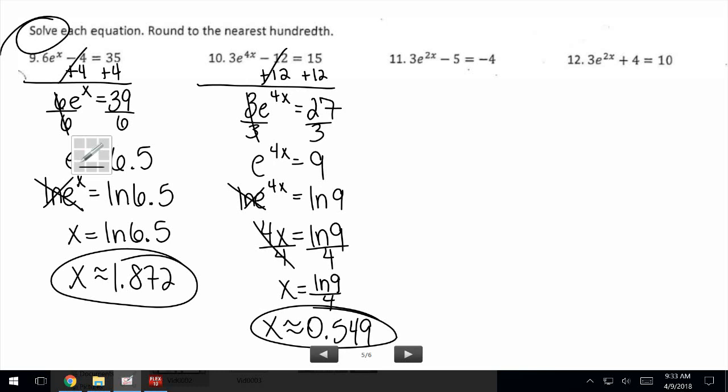Leave it as a fraction if it's not a good decimal. 1 over 3 is not a good decimal. So leave it as a fraction.